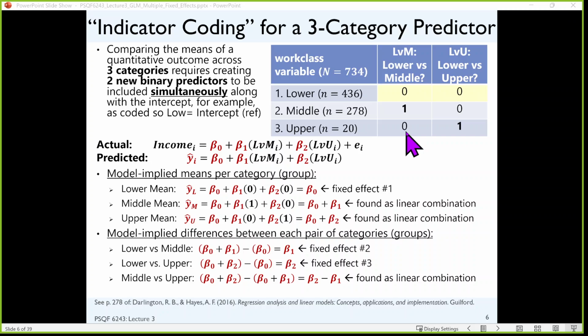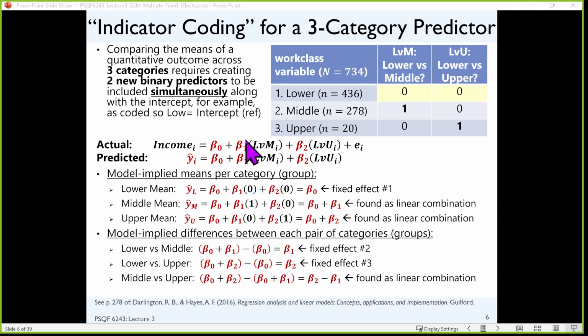So to solve that problem, I add a second variable that pulls apart these 2 different zeros. Now the second variable turns on when I have an upper group, and it's still off for the other 2. So these 2 work together to disentangle the 3 possibilities of lower, middle, and upper, where lower is the reference that the fixed intercept is going to tell us about.